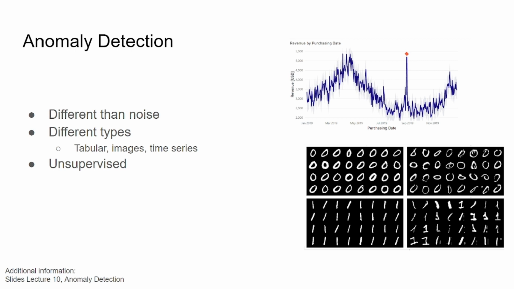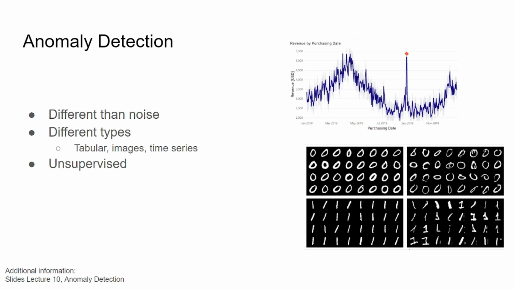Well, next up you have anomaly detection. This is different than noise. These are actually patterns in the data that are supposed to be there instead of faulty measurements. There are different types of anomalies.